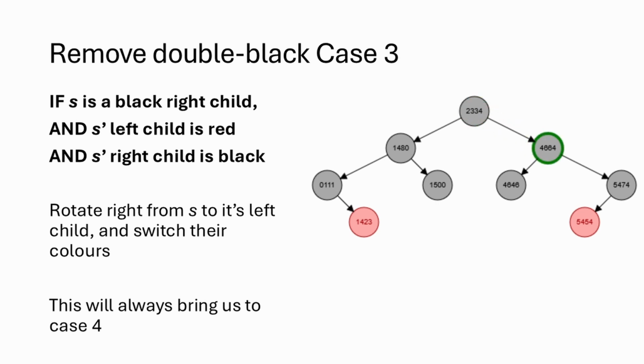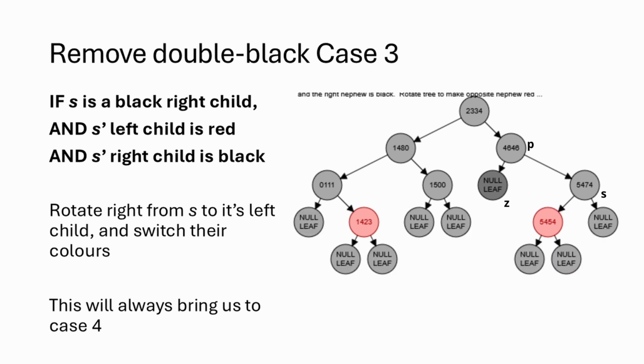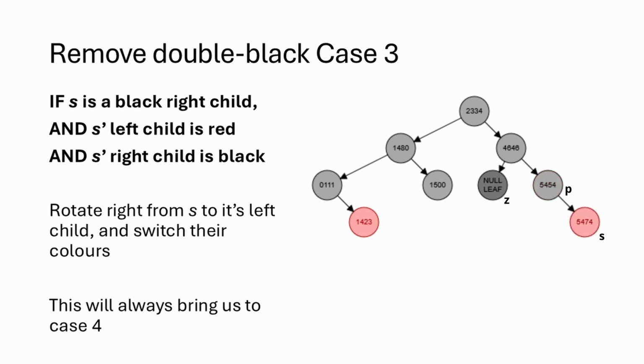Okay, so here's an example of case 3. We want to delete node number 4664. And so we go down and get node number 4646, and we're left with a double black node. So how do we resolve this? Well, if S, the double black node's sibling, is a black right child, which it is, and S's left child is red, which it is, and S's right child is black, which it is, then the steps are to rotate right from S to its left child, and then switch their colors. Completing case 3 will always bring us to case 4.